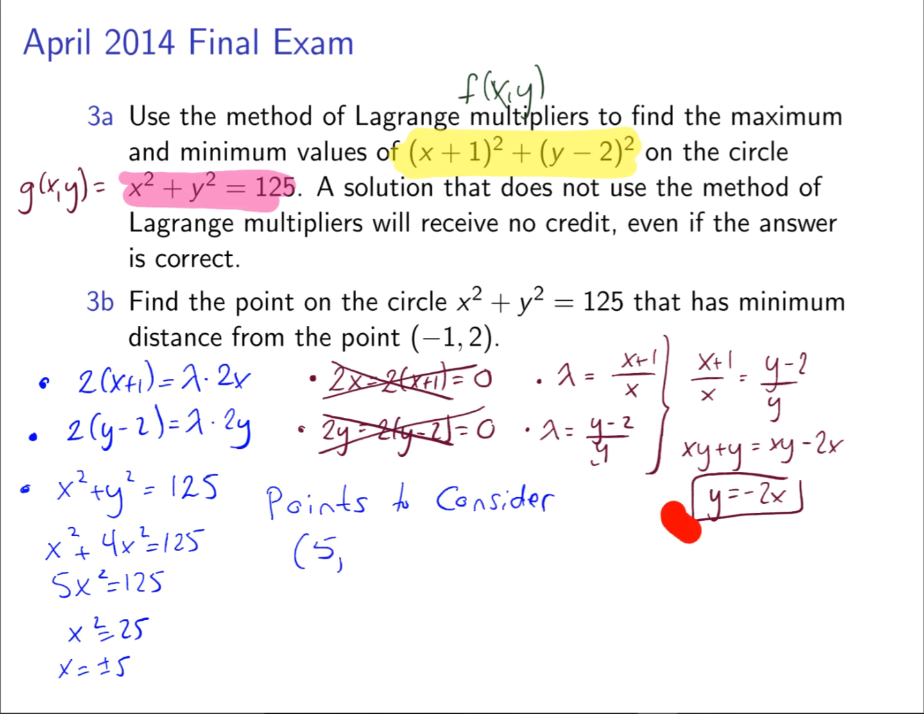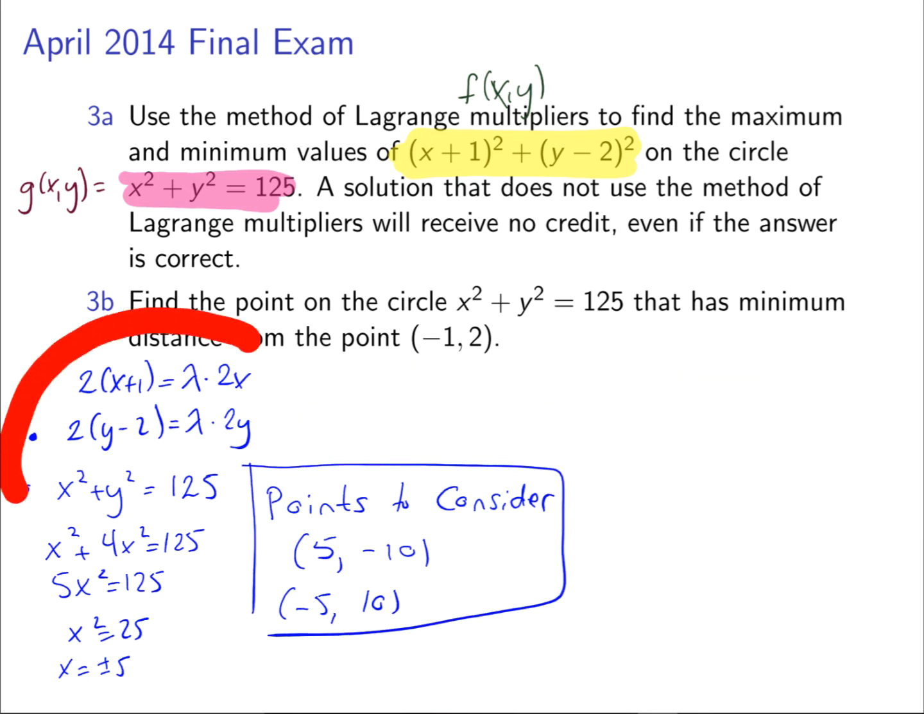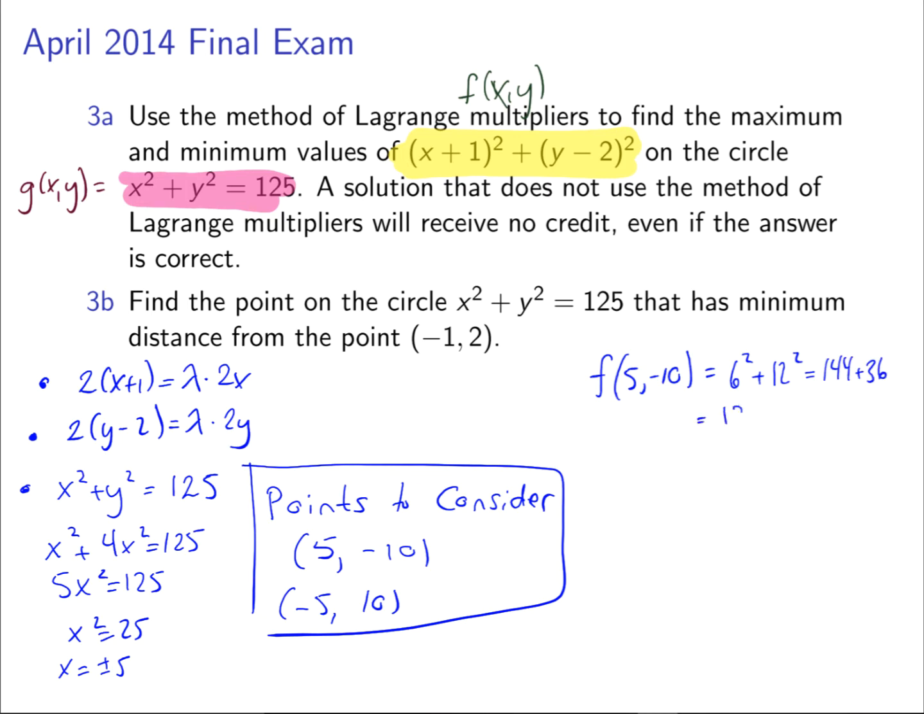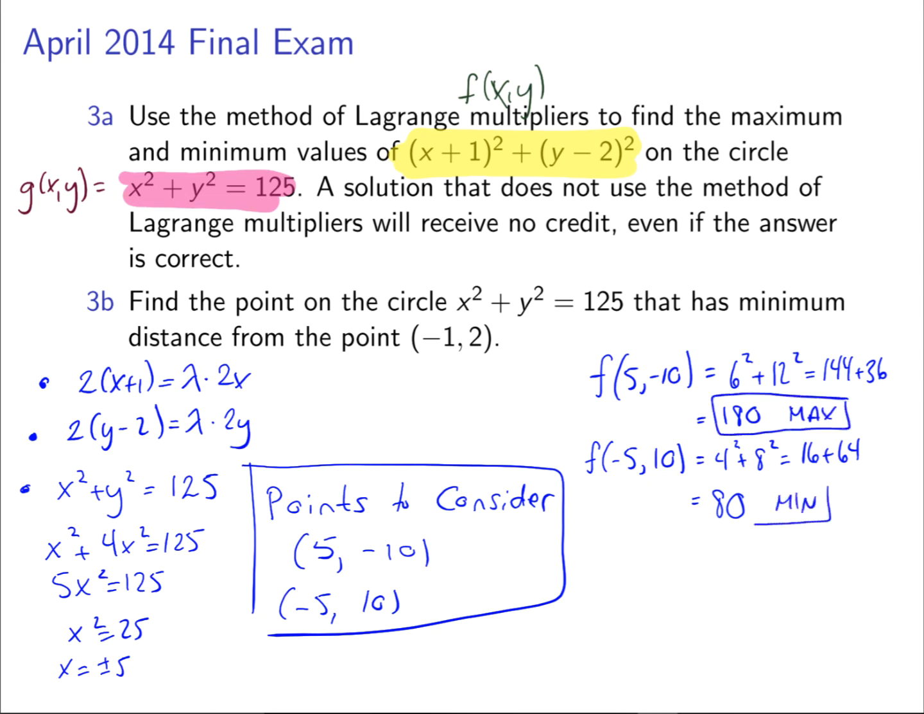If x is 5, y is minus 2 times x, so y should be negative 10. If x is negative 5, y should be positive 10. These are the only 2 points that make all 3 of these equations true, so the max and the min will be among these 2 points. To figure out which is which, we plug them into our function. The maximum value of our function is 180. The minimum value of our function over our constraint is 80.